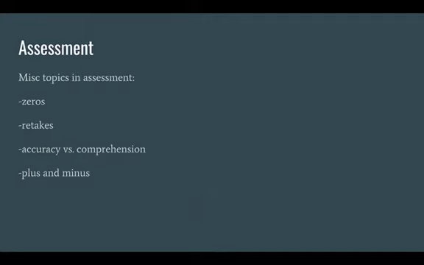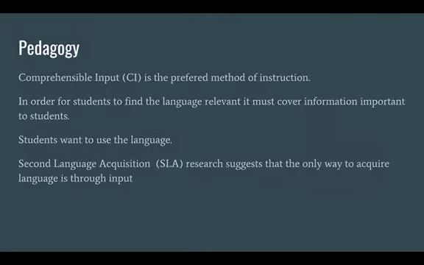Other things that we talk about, and I'm over my 10 minutes, so I'm going to end it quickly: the role of zeros, retakes, the difference between accuracy versus comprehension. It's a big deal that we were discussing. And pluses and minuses, B plus or A minus, which, by the way, in my opinion, are bad things. They give the illusion of greater accuracy, but actually they don't. And I'll be talking about the assessment piece in the next JavaTalk.